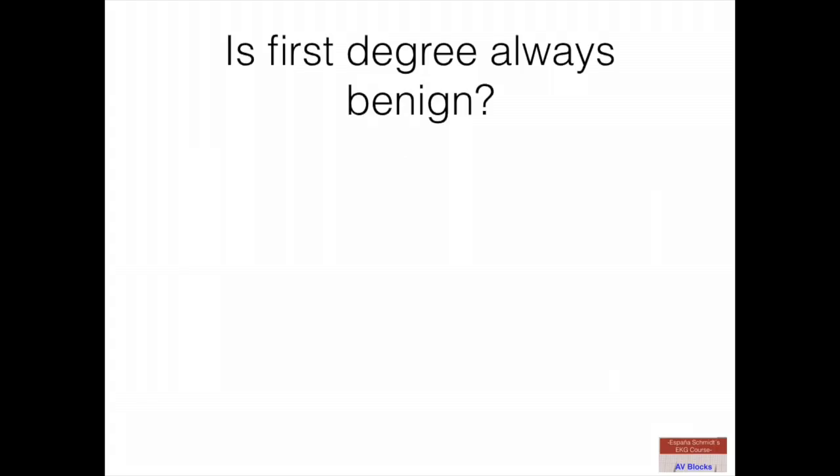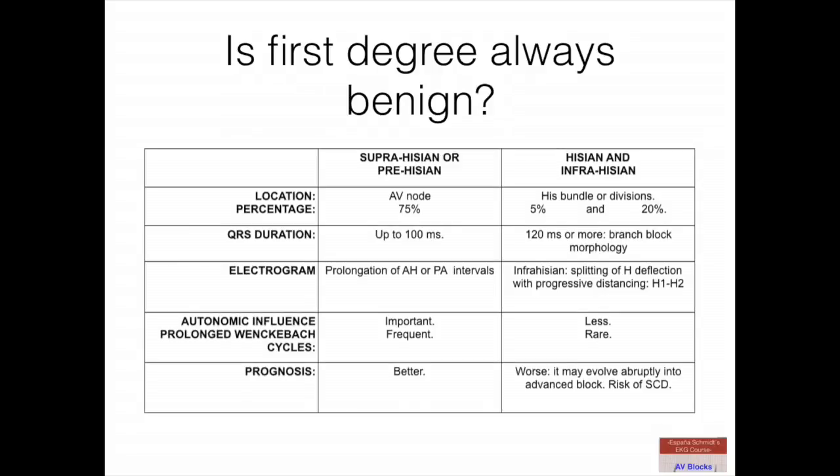But is first degree always benign? Well, it depends. Most of the time it is. However, sometimes you can find first degree AV block associated to bundle branch morphology. In this case, it is possible that the block is not actually in the AV node, but in the His bundle or its divisions. It is rare, however, you need to be aware of this possibility. A patient with symptoms, first degree AV block, and morphology of bundle branch may require more testing.